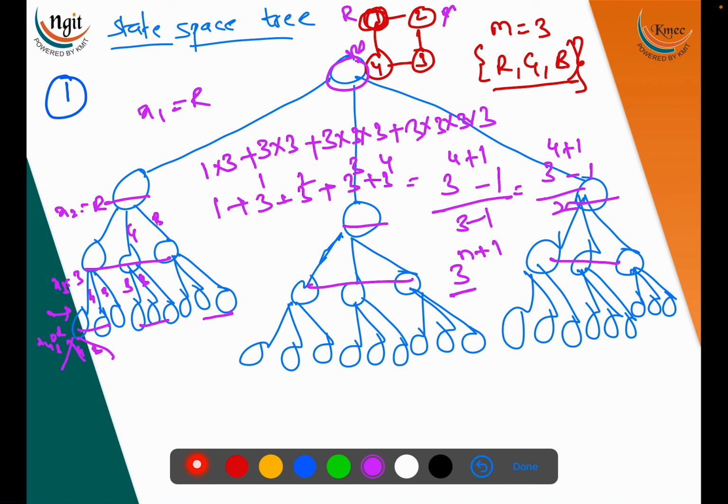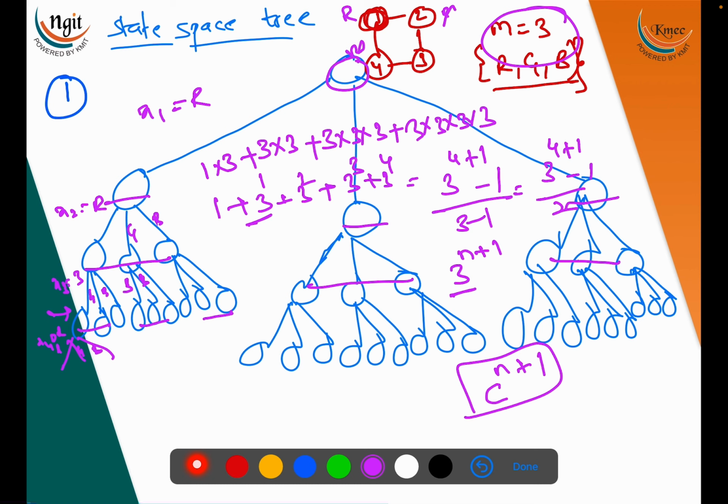Now this 3 is for what? This number, right? I have taken 3 colors, so I have got 3. If it is for another number, the chromatic number, I indicate it with C, and it is C power n plus 1. The time complexity required for generating the number of nodes to fill the colors is exponential time, C power n plus 1. Now let us solve the same problem using backtracking.